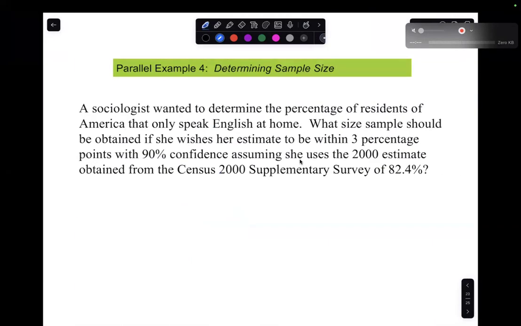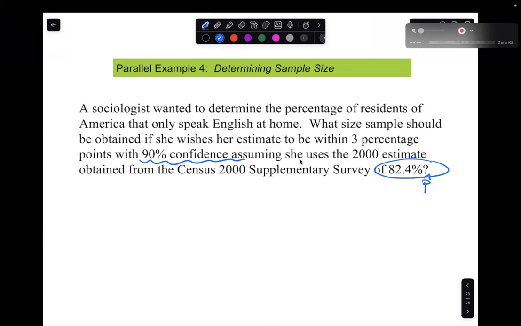Let's do this. A sociologist wanted to determine the percentage of residents of America that only speak English at home. We want to know what sample size we need if we wish to have 90% confidence, and we're looking at a 2000 estimate. So this right here is going to be our p hat. We're looking at an old estimate. I don't remember the z-score, so I'm just going to use inverse norm.